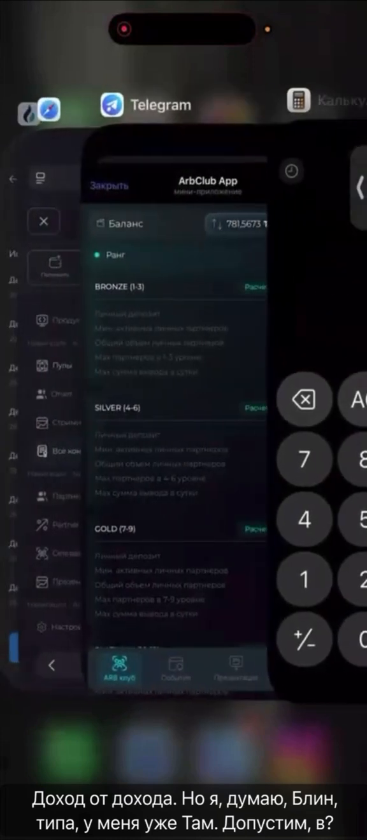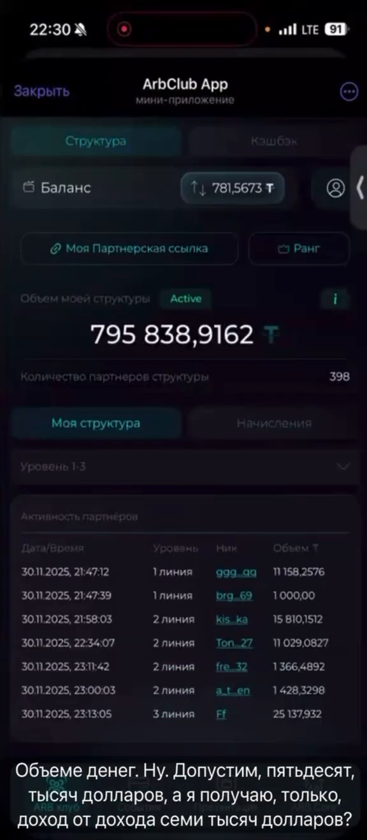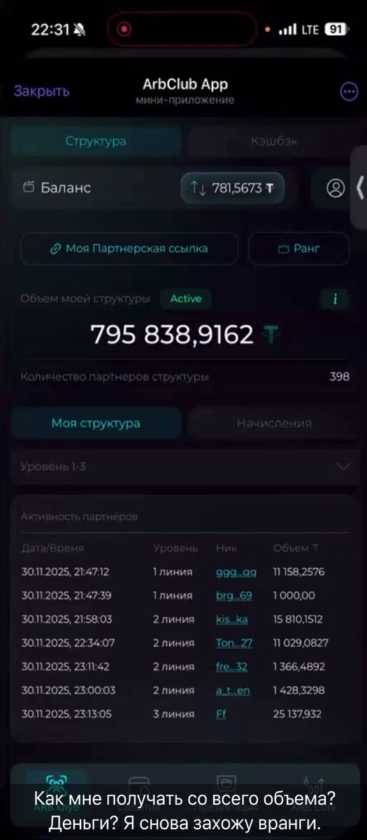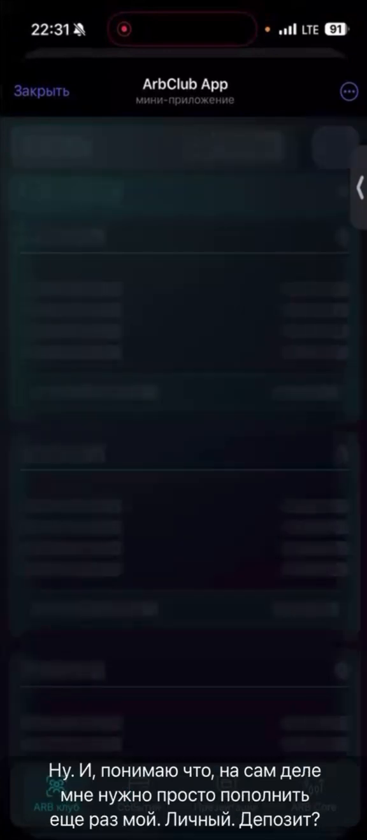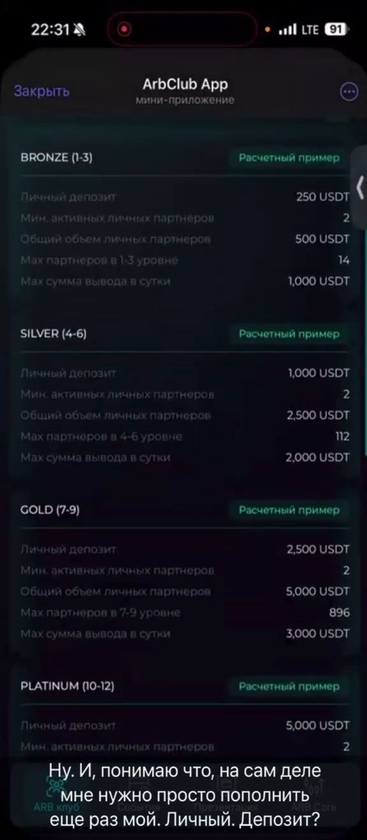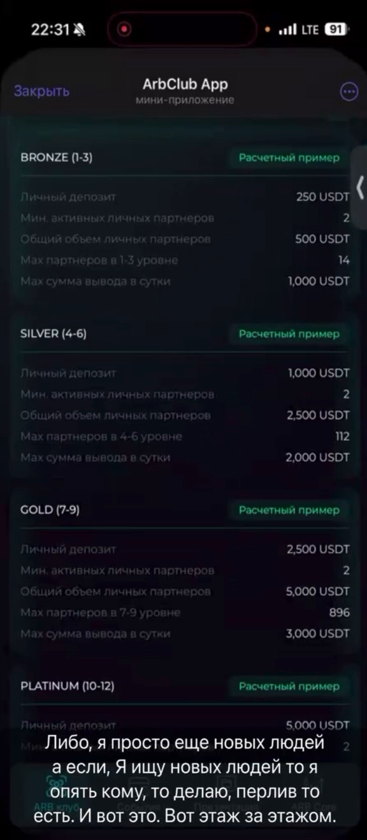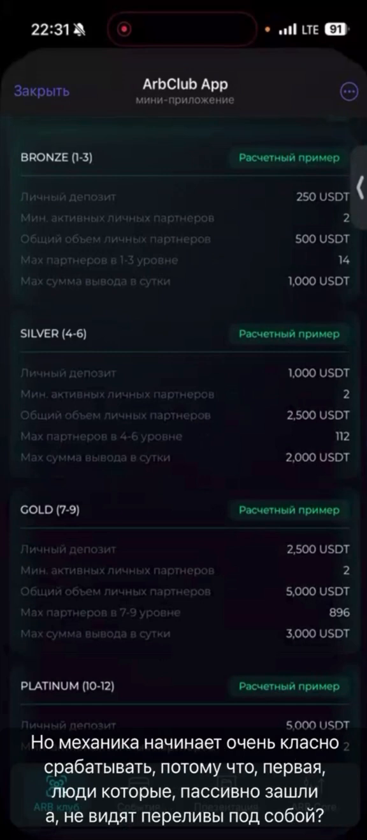But I think, damn, I already have, let's say, $50,000 in volume, and I only receive income from an income of $7,000. How can I get money from the entire volume? I go back to the ranks and understand that in fact I just need to top up my personal deposit again, and either my personal invitees also increase their assets, or I'm just looking for new people. And if I'm looking for new people, then I again overflow someone, and this is floor by floor, the mechanics begin to work very well.